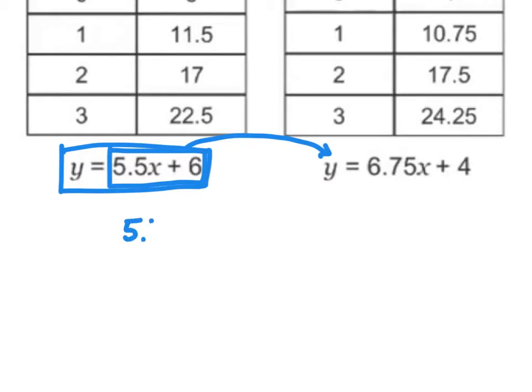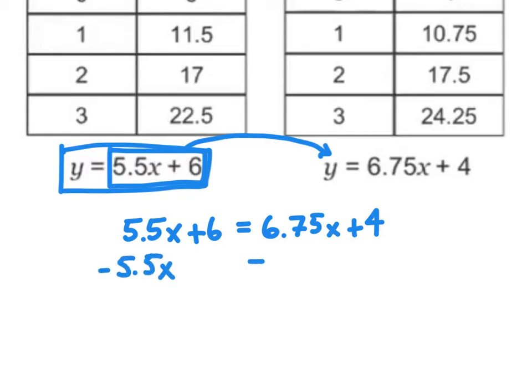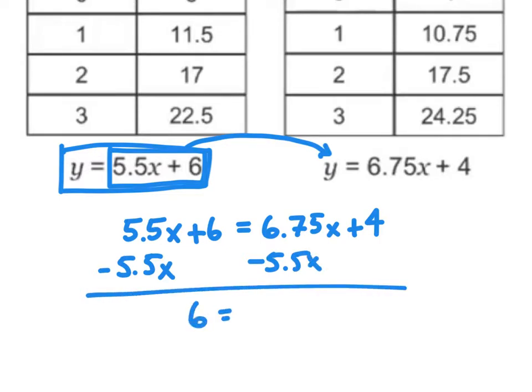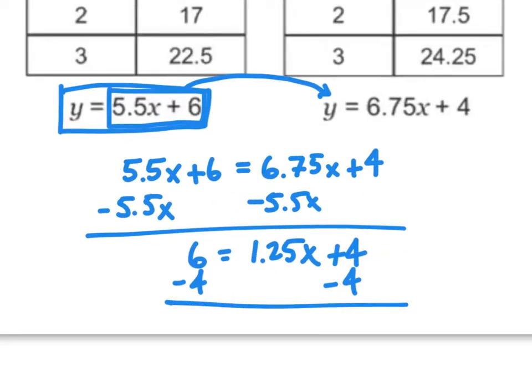5.5x plus 6 is equal to 6.75x plus 4. I'm going to subtract 5.5x from both sides, and that gives me 6 is equal to 1.25x plus 4, since 6.75 minus 5.5 is 1.25. Then I'm going to subtract 4 from both sides.